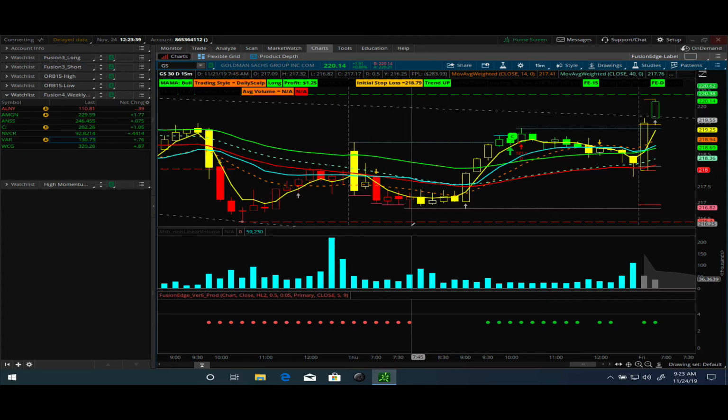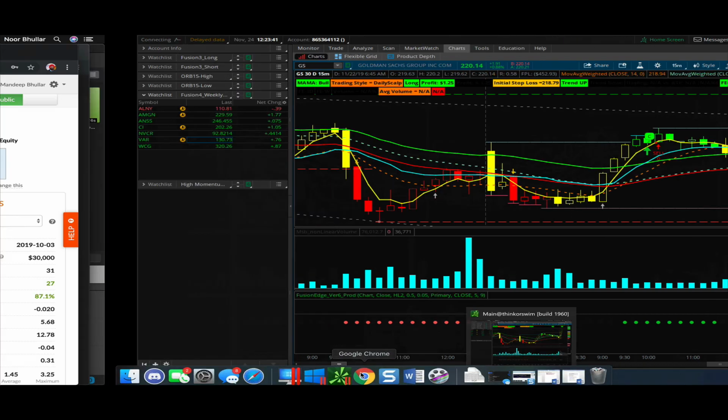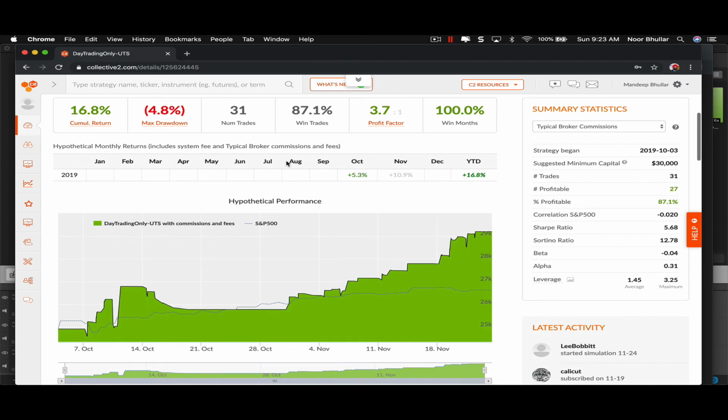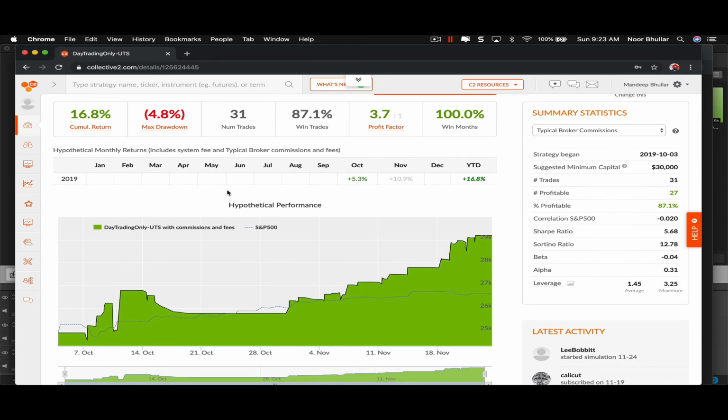So as promised, I was going to show you the results of the day trading strategy as well, which are hosted on a site called collective2.com. So this is a strategy called the day trading strategy using the ultimate trading signal here. Now, in this case, it assumes that you were using 30,000 as your capital, but really that's not what I want to focus on. What I want to focus on is the data that we currently have and the statistics that I can share, which shows you a little bit about how the ultimate trading strategy works.